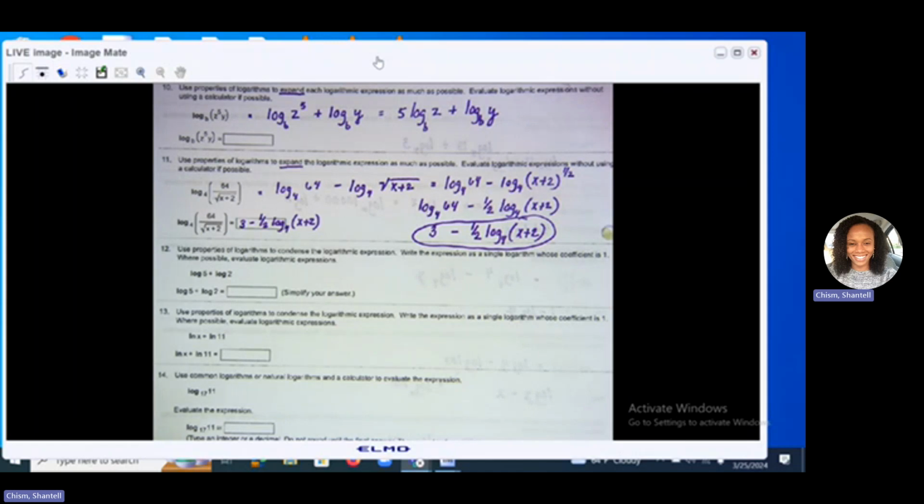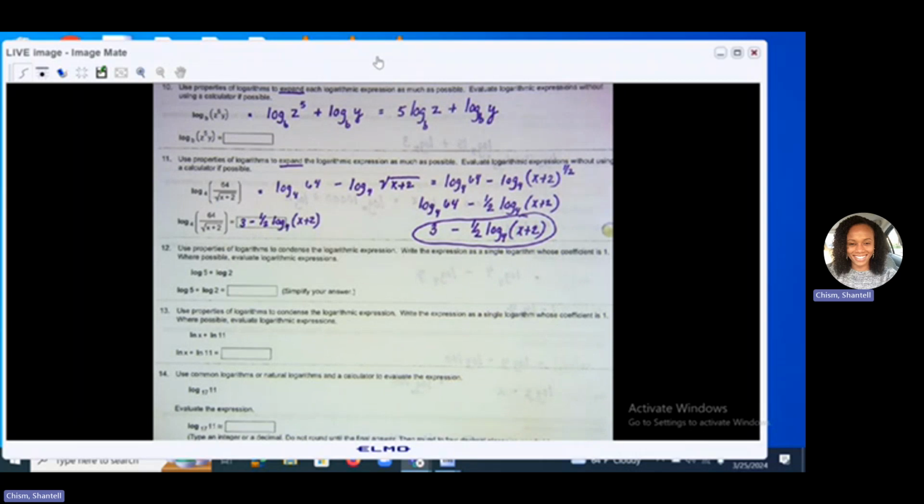Okay. On mine, on one problem, it didn't. And then on another problem, it did. So I don't want you to be confused with that and wondering, well, I have the right answer. Why did it count it wrong? Because it may want you to use that specific log key. Okay. I just wanted to say that.